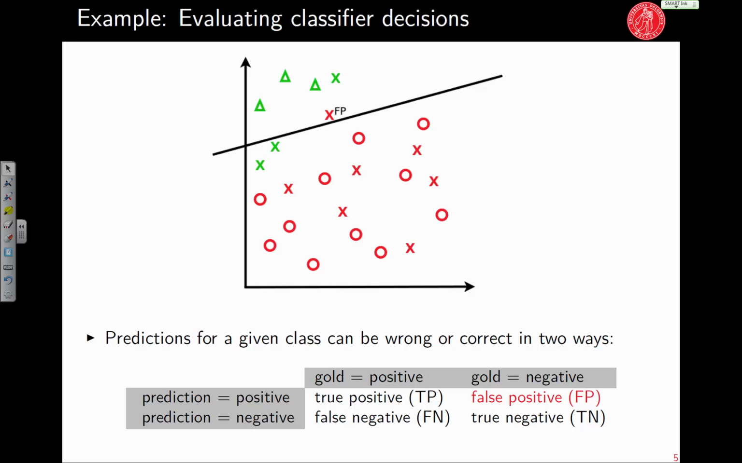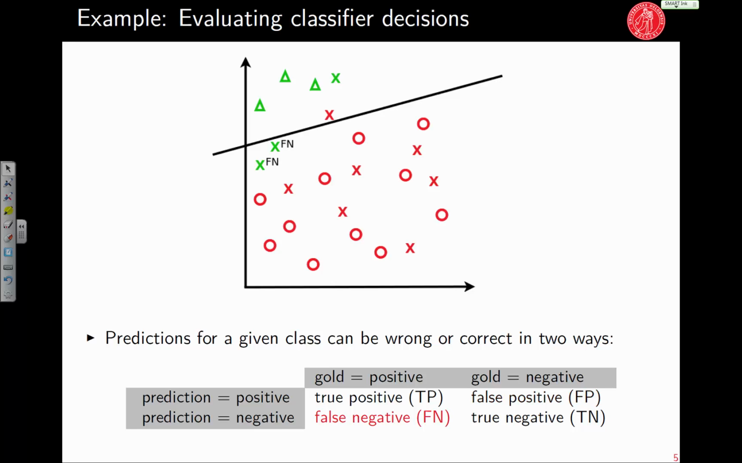But another prediction could be false positive, meaning that our classifier said that this is a positive spam email, but in reality it's not. So it's false positive. It's not positive. So the gold standard says it's negative, but our prediction or our classifier classifies it as positive, and this is what we refer to as false positive, or sometimes also called type 1 error.